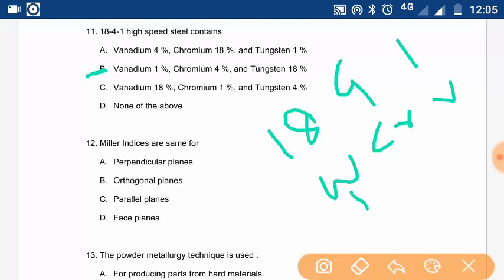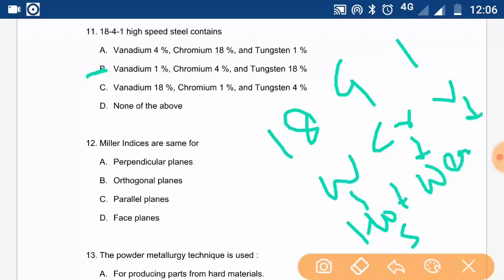Tungsten is added to increase hot strength, chromium is added to increase wear resistance, and vanadium is added to increase the strength basically, and it also provides wear resistance. Vanadium forms vanadium carbides, tungsten also forms tungsten carbides, and chromium also forms carbides. So these precipitates actually help in strengthening. Okay.